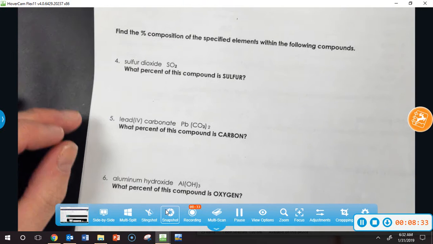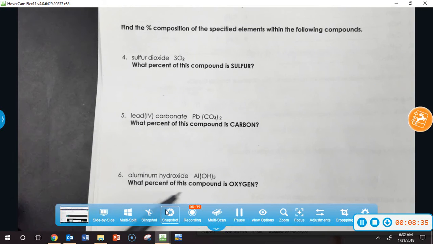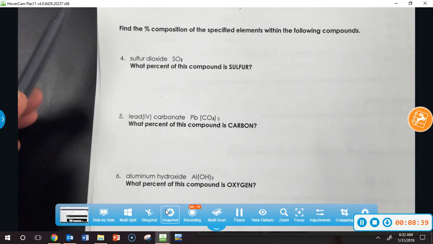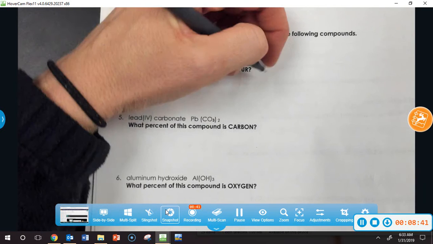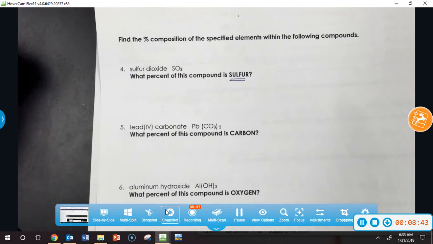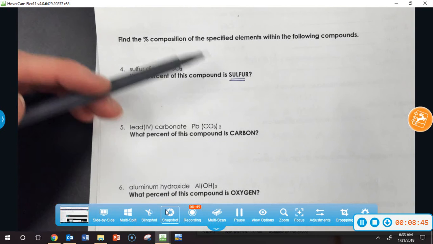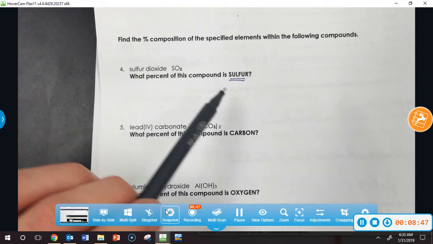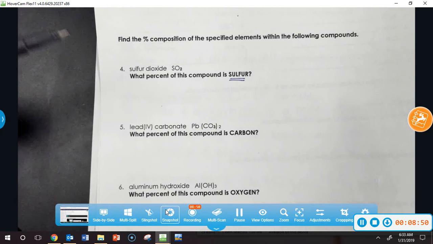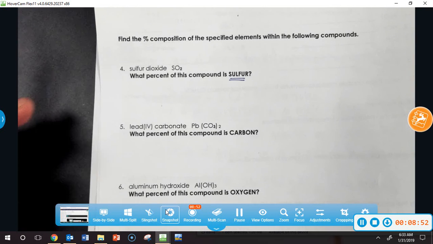Lastly, guys, I'm not assigning these to you yet, but just notice sometimes it's going to ask for the percent of just one element. Then you still have to do most of that work, but you would just circle sulfur for me instead of sulfur and oxygen.